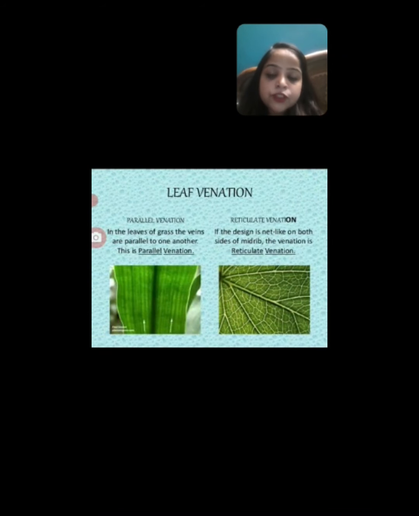We have 2 types of leaf venation, students: the parallel venation and the reticulate venation. In the parallel venation, like in the leaves of grass, the veins are parallel to one another. Therefore, they are known as parallel venation. On the other hand, if the design is net-like on both sides of the midrib, the venation is reticulate venation.